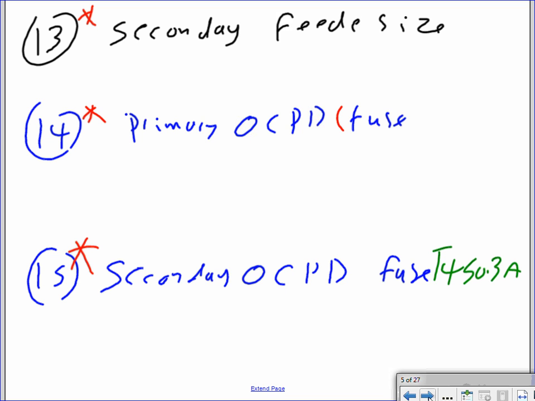Okay, we need the secondary feeder size. Secondary feeder size is 13. The first thing you need to use, guys, is I secondary line always, and that will get you 271 amps. That's the amp that you use.